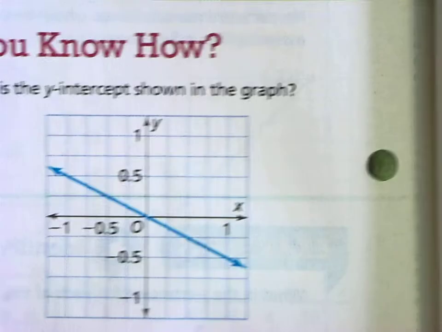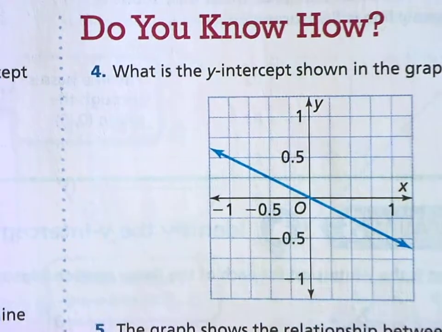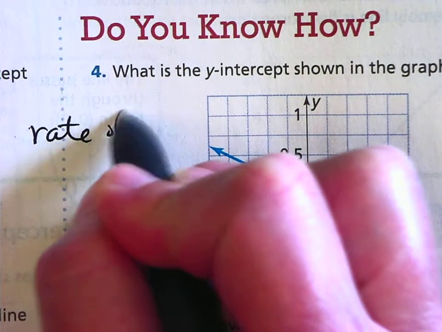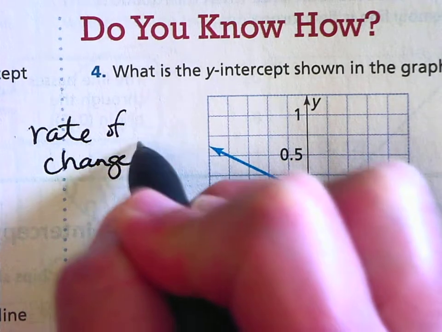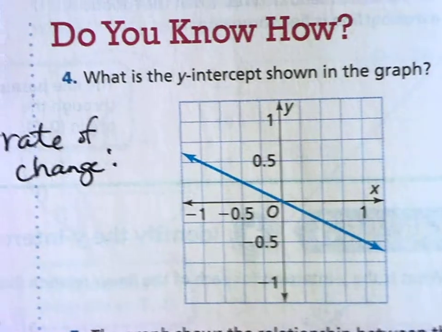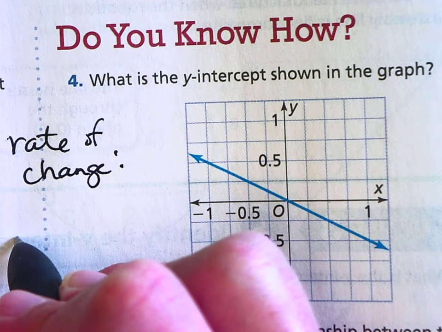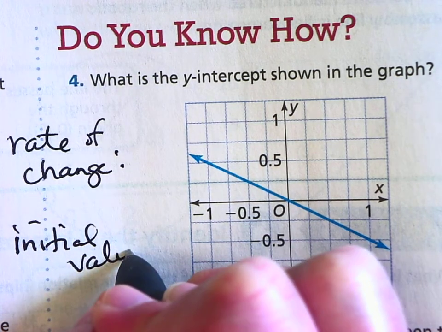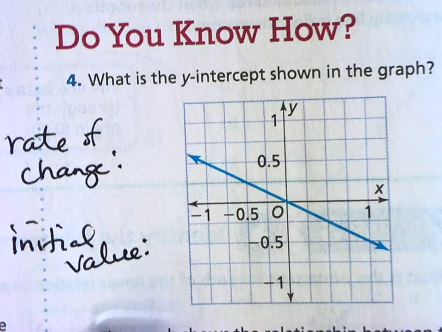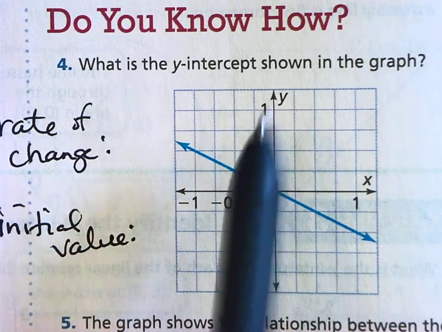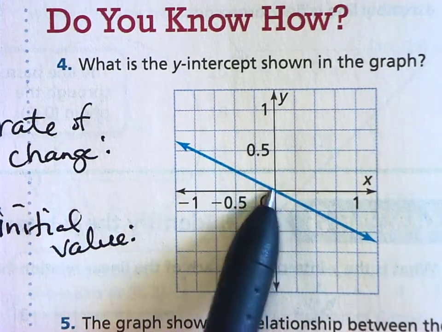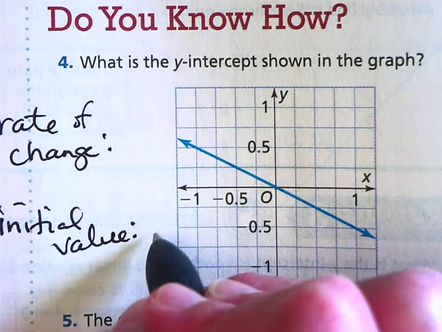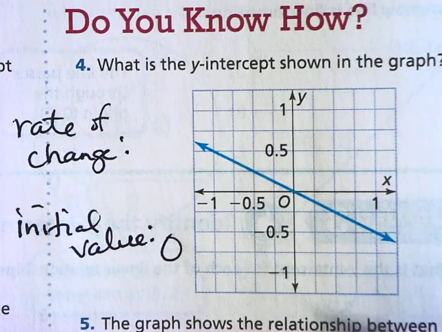Okay, so let's find the initial value and the rate of change. All right, so let's do the rate of change. Remember, that's your slope. And then the y-intercept, which is the initial value, that's where the line crosses the y-axis. So let's do that one first, actually. Okay, so here's your y-axis. This line is touching at 0. So your initial value is 0. Okay, so now rate of change.